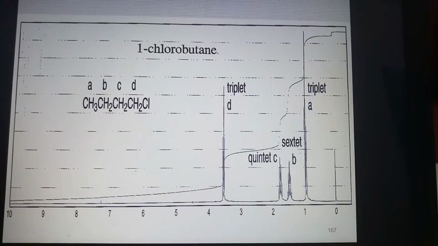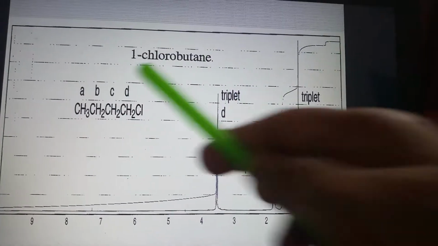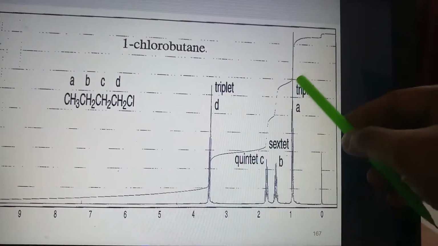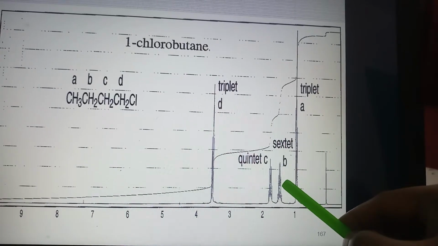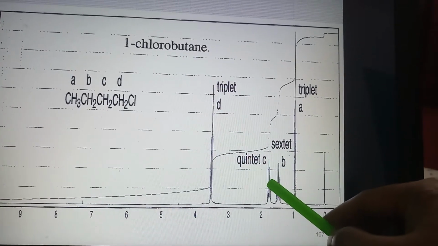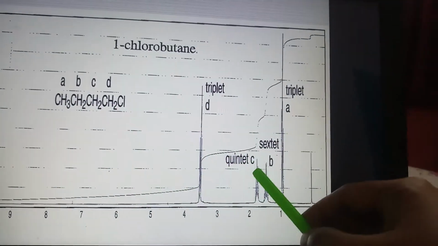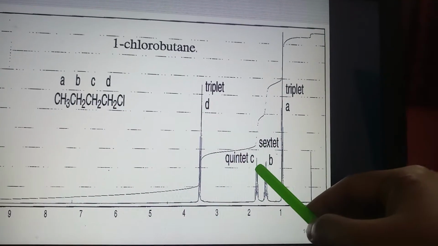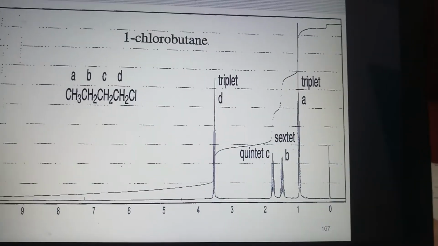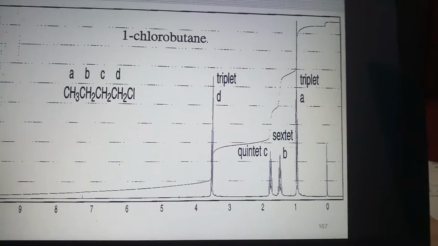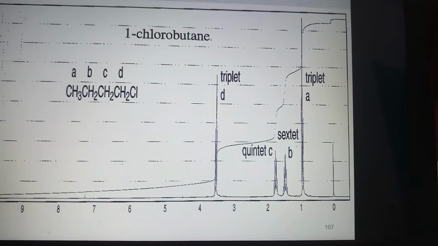One example is the spectrum of chlorobutane. 4 types of proton environment are there here. This is the CH3, this is CH2, C has 2 plus 2, or 4 plus 1, that is 5, a quintet, and the D one is a triplet.